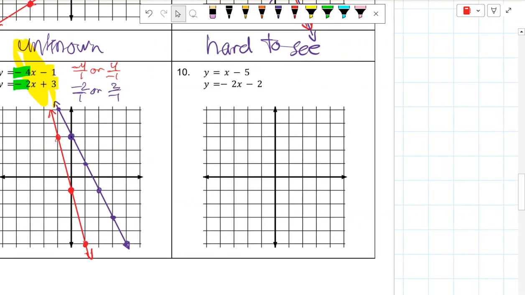Pause the video and try number 10. Pause now. All right, here you can see that they are crossing on the graph, so we can have an official answer. It crosses through the intersection 1, -4.